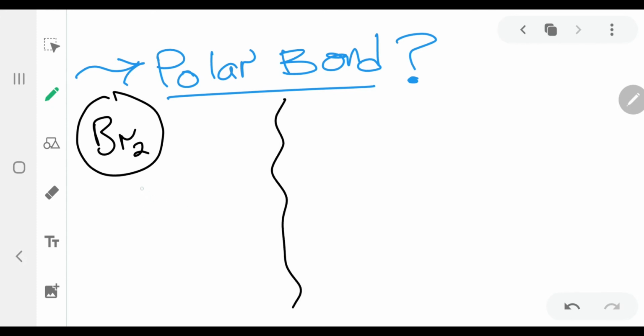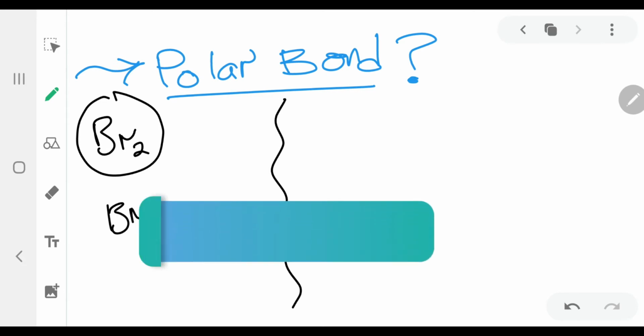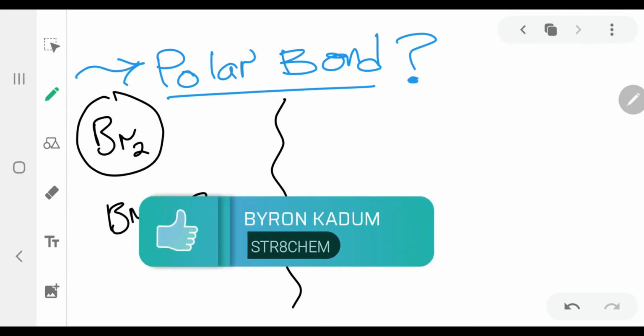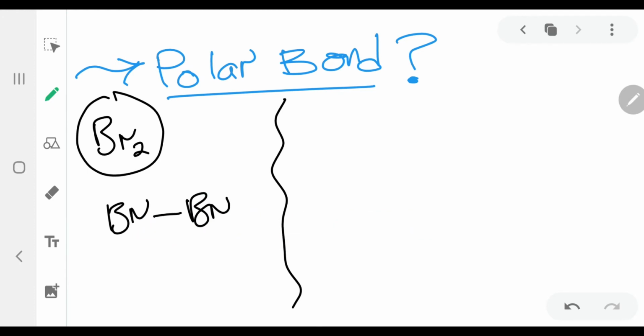So we know that the bromine molecule is like this. Two bromine atoms are connected with a covalent bond, a single bond, and you have the lone pairs surrounding both of the bromine atoms. To identify whether this bond over here is a polar bond or not, first of all, you need to know the electronegativity for both bromine atoms.